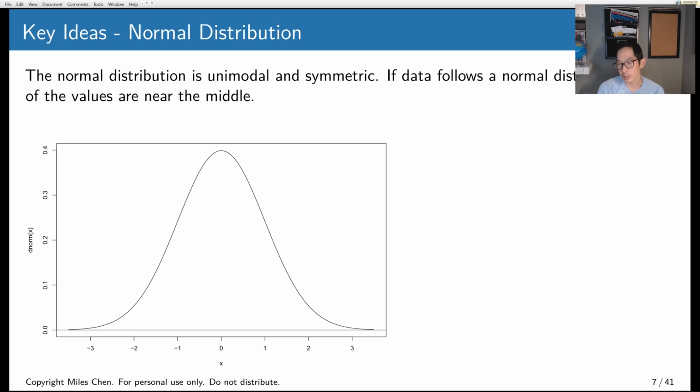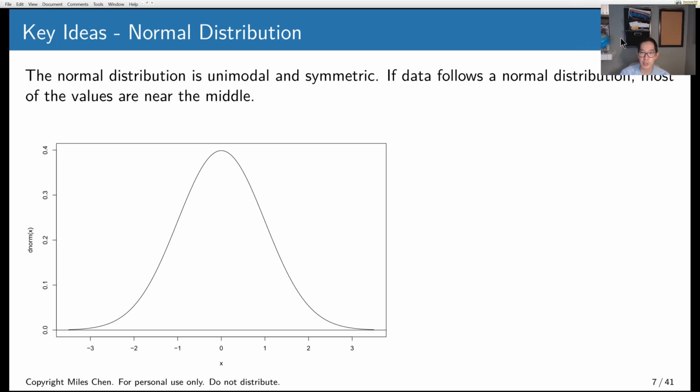Another key idea in your intro stats class is the normal distribution. The normal distribution is unimodal and symmetric. If data follow the normal distribution, then that means most of the values are near the middle. The density curve is tallest in the center. As you go higher, it goes down, and when you're above 3, it's very close to 0. When you're below -3, it's also very close to 0.